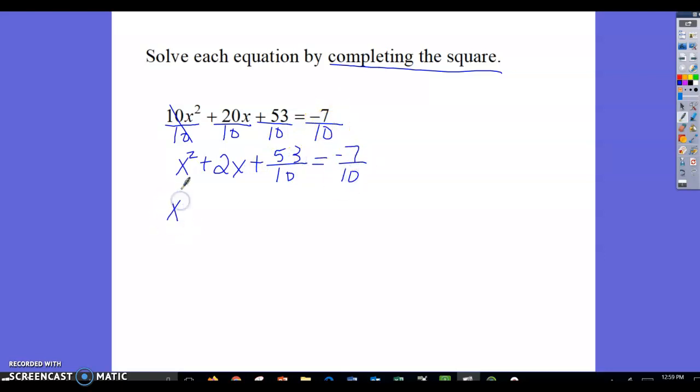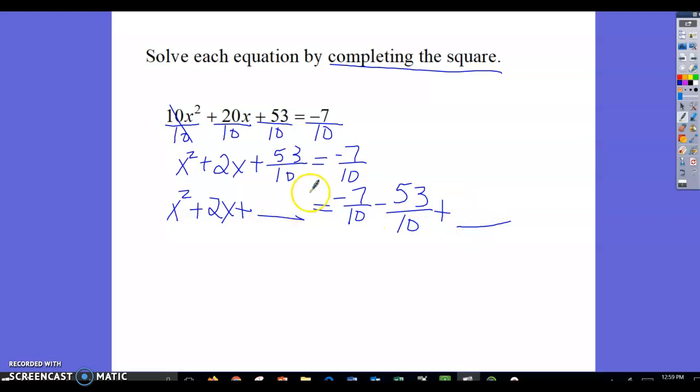All right, same process after that. X squared plus 2x plus blank equals -7 over 10. I'm going to subtract this to the other side, so minus 53 over 10, and then plus blank. So whatever I add here, I have to add here as well. All right, take 2, half it, and then square it. 2 divided by 2 is 1. 1 squared is 1. So I'm going to add 1 to both sides. Now, when you add fractions, you have to have a common denominator. So what's equivalent to 1 that has a denominator of 10? That's just 10 over 10.